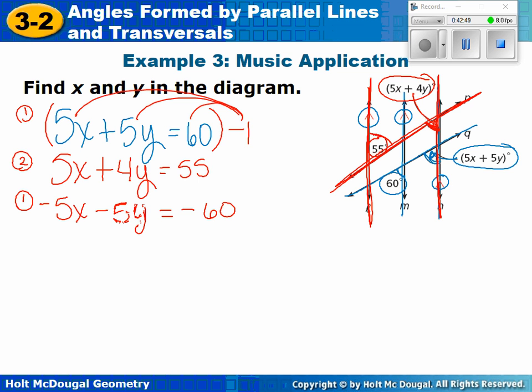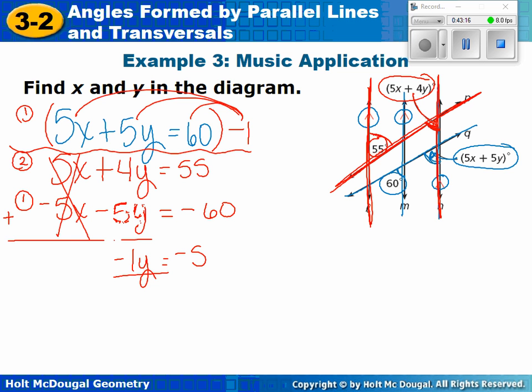So now I'm going to look at these two equations underneath here. And I'm going to add them together, number 2 and number 1. What's 5x minus 5x? 0, that you eliminate. 4 minus 5y, -1y, equals 55 minus 60, -5. So what's the last thing we need to do? Divide by -1, and y is equal to 5.